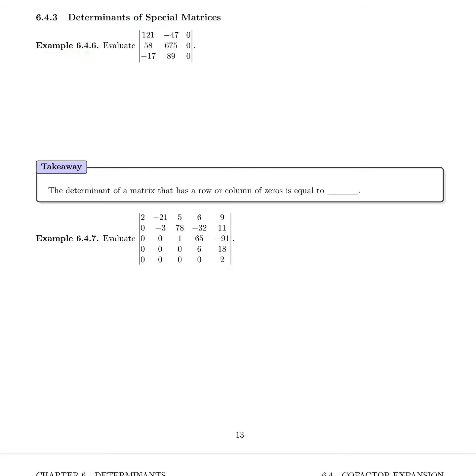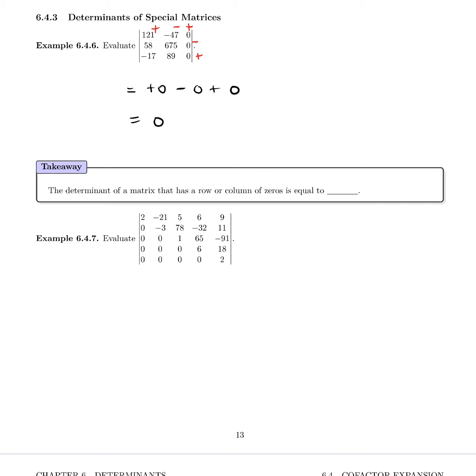Example 6.4.6. Evaluate this determinant. We saw in the previous video that the most efficient choice is going to be the row or column with the most zeros. Well, this one has the most zeros. In fact, they're all 0. So if we do our grid plus, minus, plus, minus, plus, then our determinant is plus 0 minus 0 plus 0, and I've left off the minors because it doesn't matter, they will be multiplied by 0 anyway, and so I get a big fat goose egg, right?